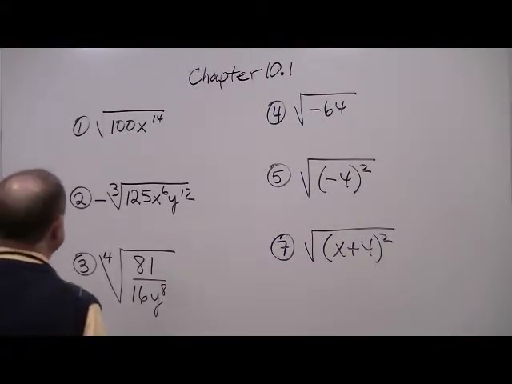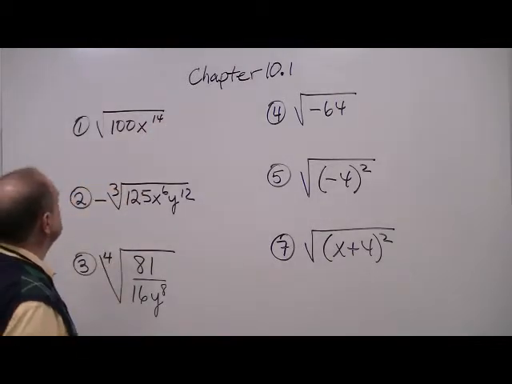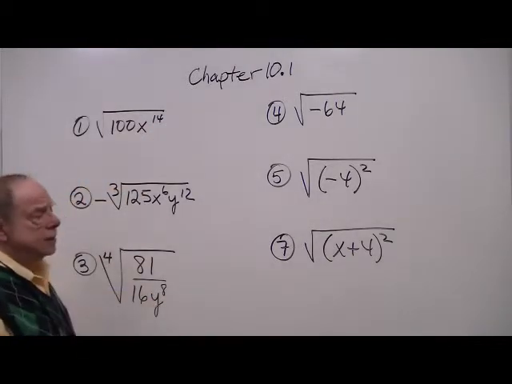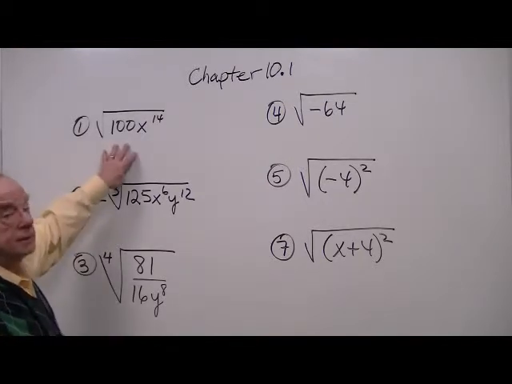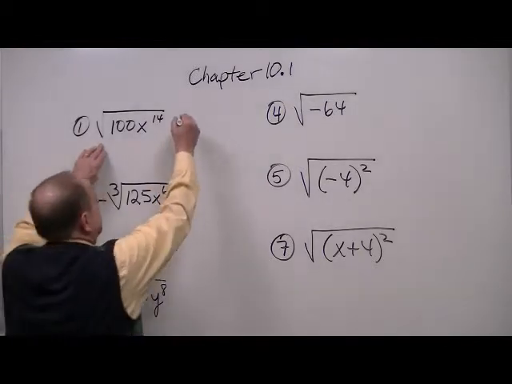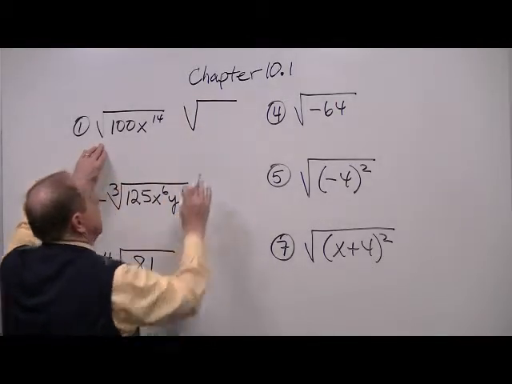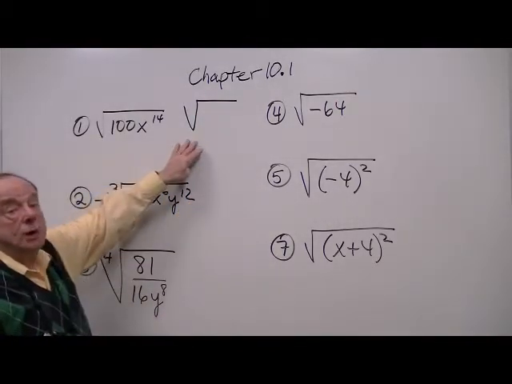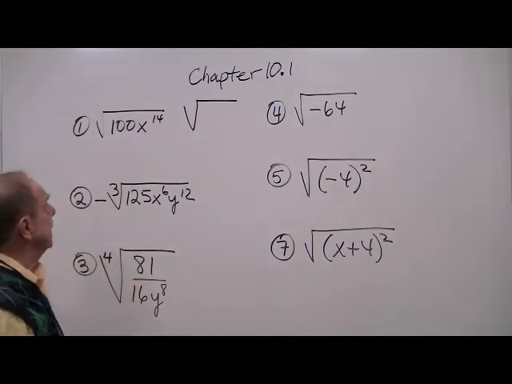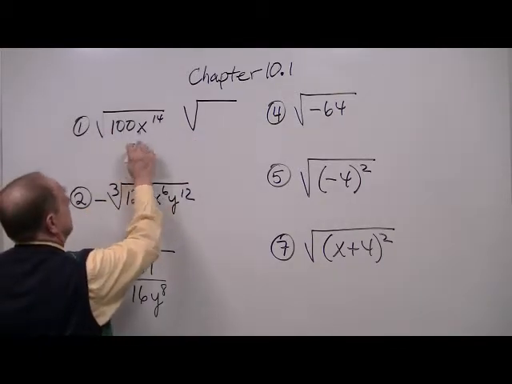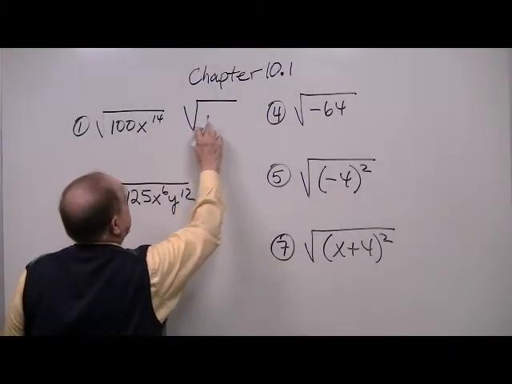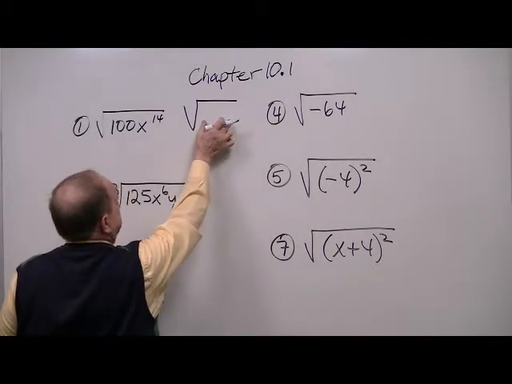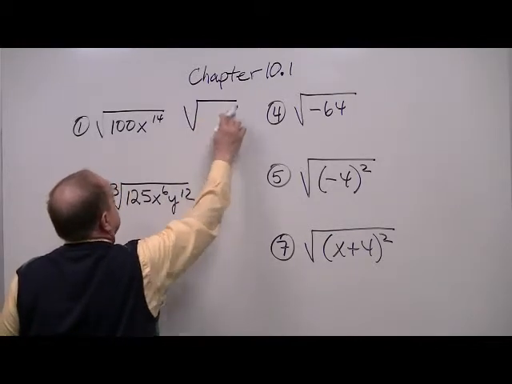As we go into chapter 10 now, we're going to deal with what we call radical numbers. Radical numbers are numbers that are under the radical sign. This is called the radical sign. And the number that's underneath it is called the radicand. So that's the radicand. This is the radical sign.